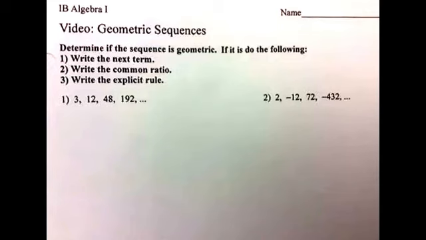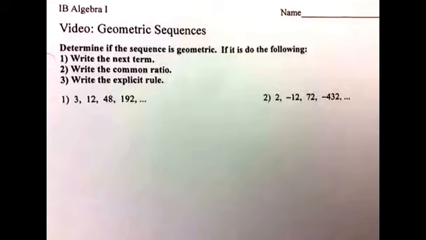This video is on geometric sequences, which we just learned the explicit rule for. So the first thing we have to do in these examples is determine if they really are geometric. If they are geometric, we're going to write the next term, write down the common ratio, and write the explicit rule. So looking at example number 1, it goes 3, 12, 48, 192.